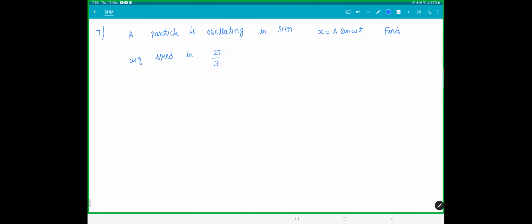Any answers? Let me ask you this question. What is the definition of average speed? Let's start from there. Total distance traveled by total time. Remember that. Now do.